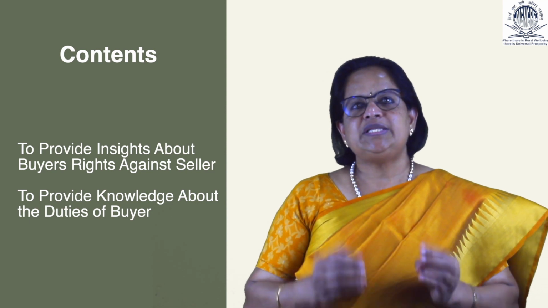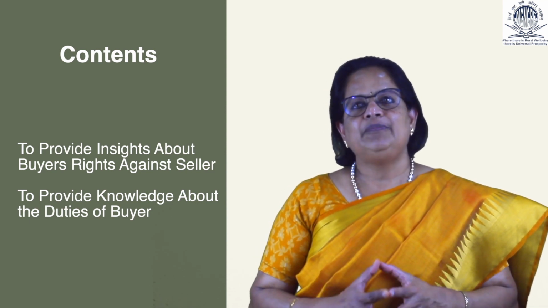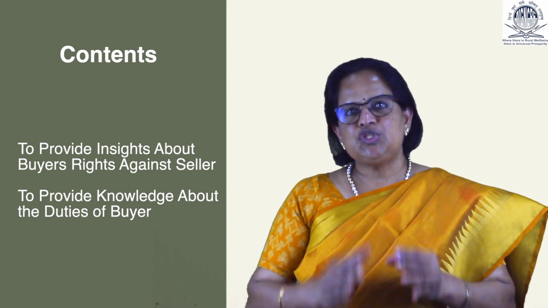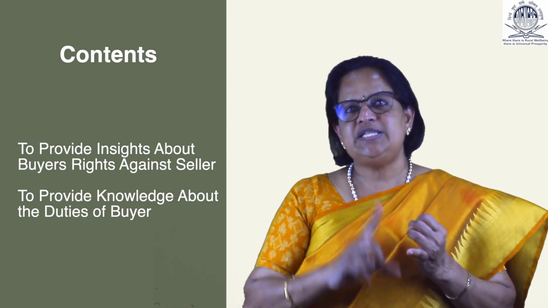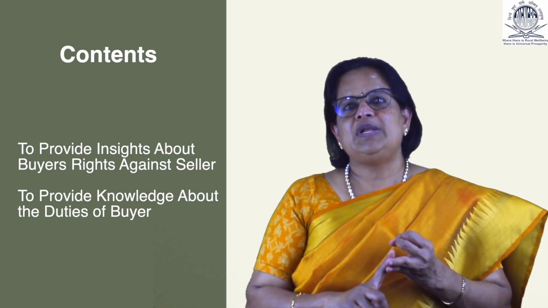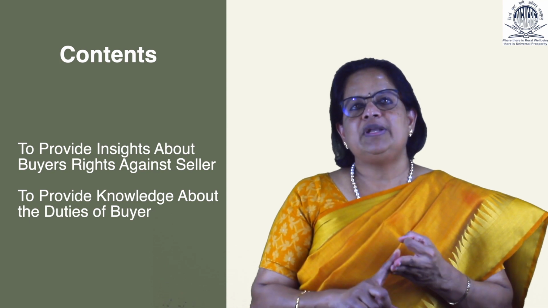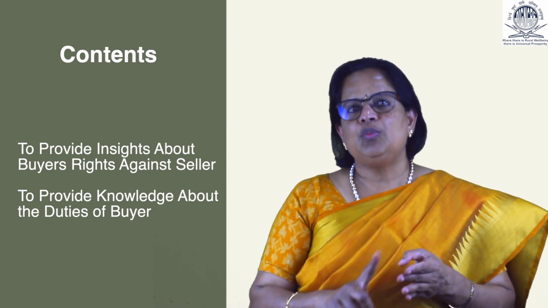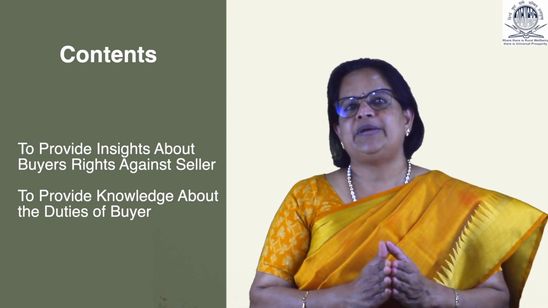This unit, that is Chapter 3, is titled Sale of Goods Act 1930, and this will be covered in 4 modules. The first module will look at the basic features of the Sale of Goods Act 1930 and the types of goods. The second module will cover conditions and warranties. The third module will cover the rights of an unpaid seller. The fourth module will cover buyer's rights against the seller and duties of buyer.